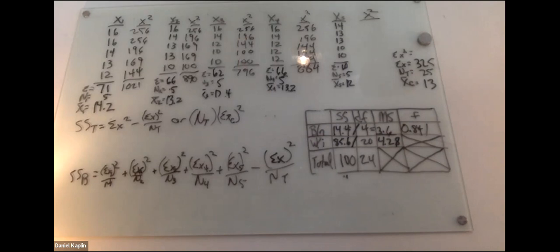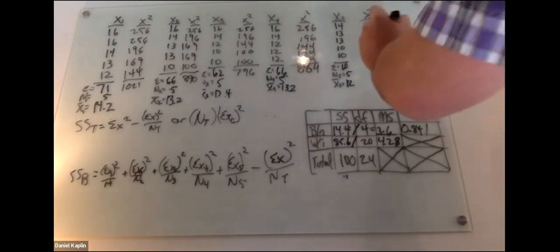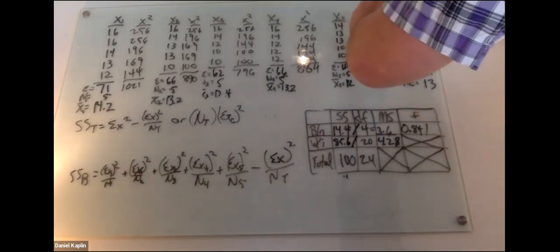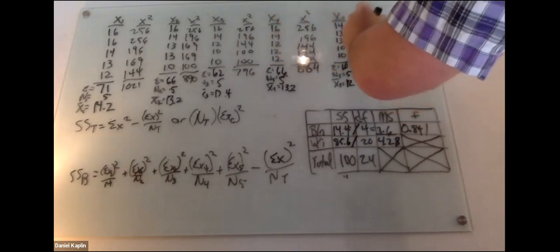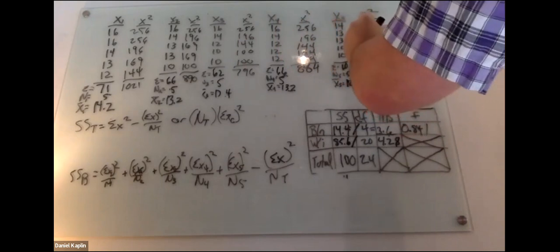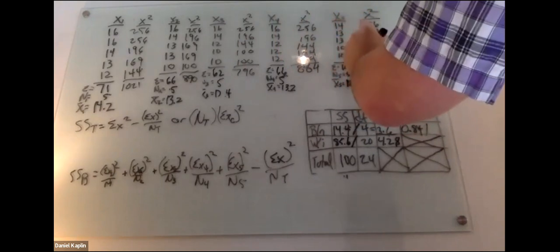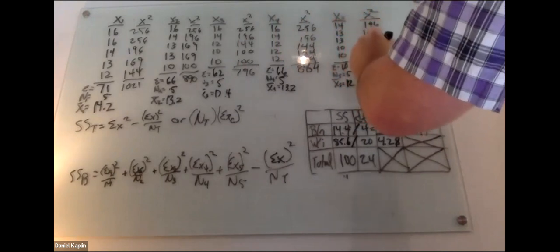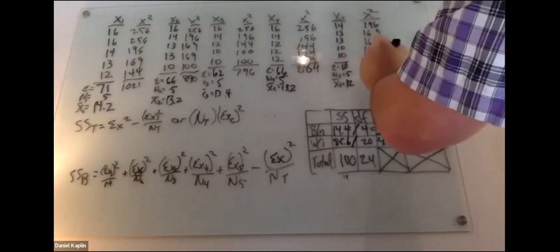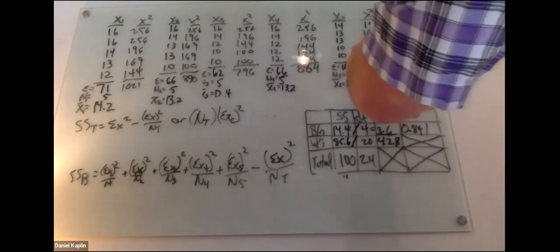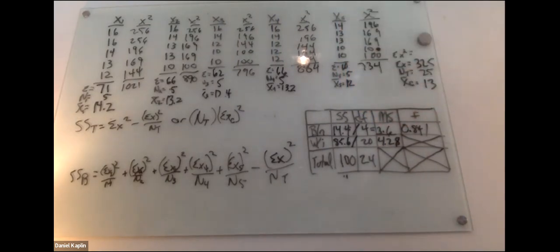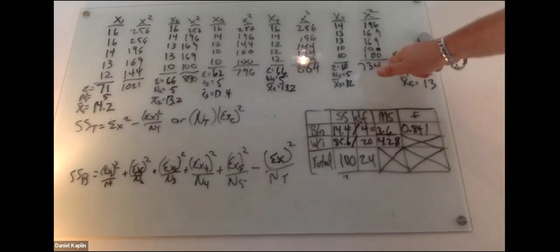Okay. So we're now up to our last column. And we're going to add these up. 14 squared, 196. 13 squared was 169. 169 again. 100 and 100 again. If you add that up, you get 734. Okay, so now you see this number, the sum of x squared?